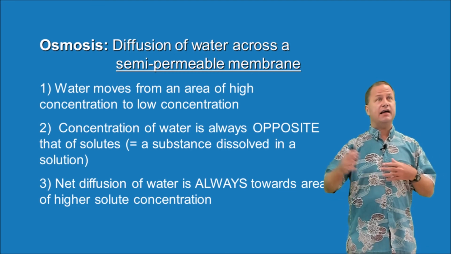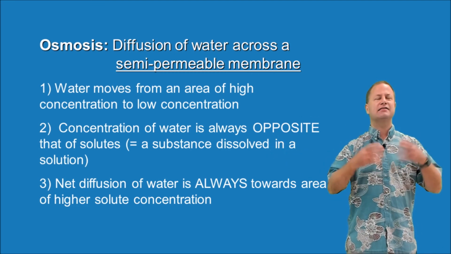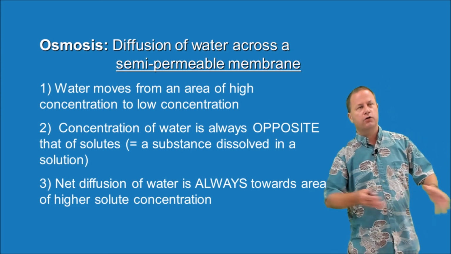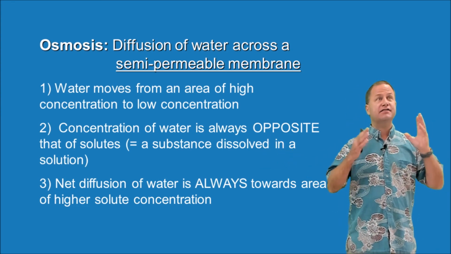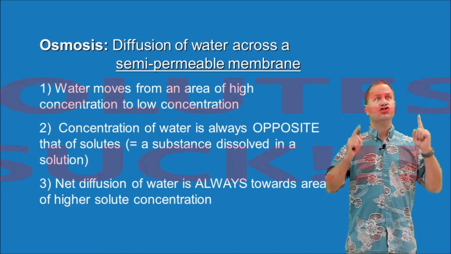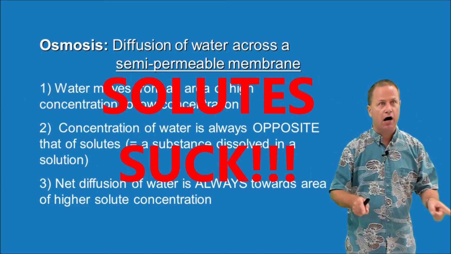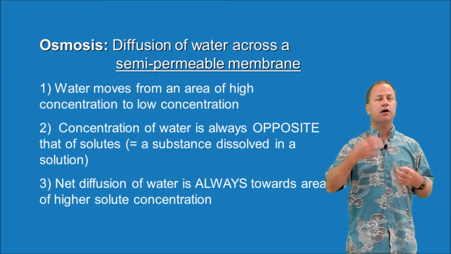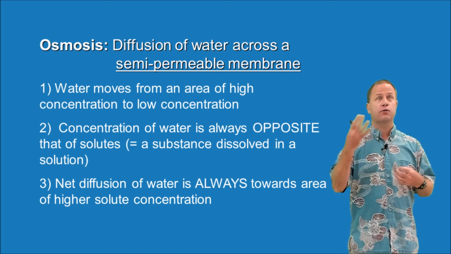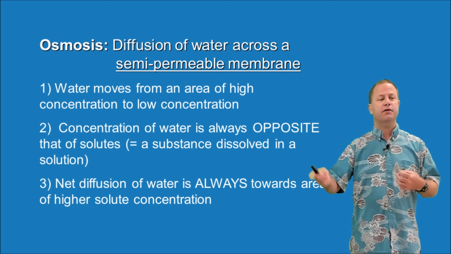If we have a side that has more solute, by definition it has less water, and so water will go towards that solute. If that gets confusing, just remember one thing. Solutes suck. That is, solutes will always suck water towards it. So if we have an area of greater solute concentration, that's where the water is going to go.